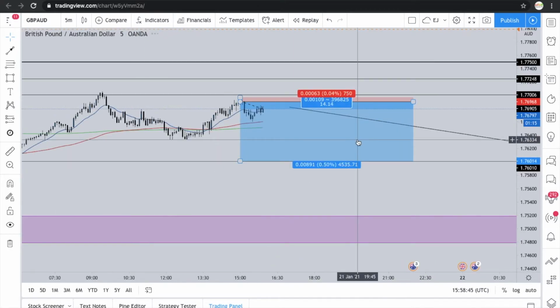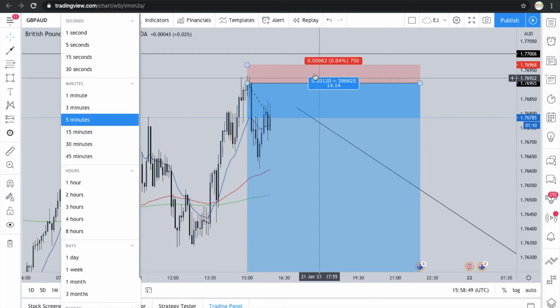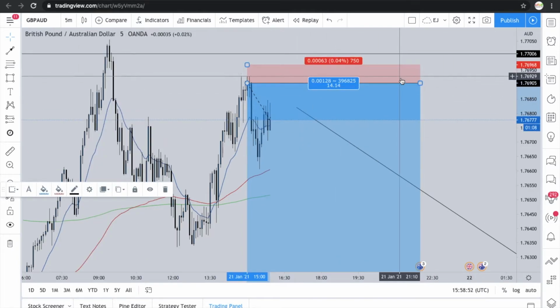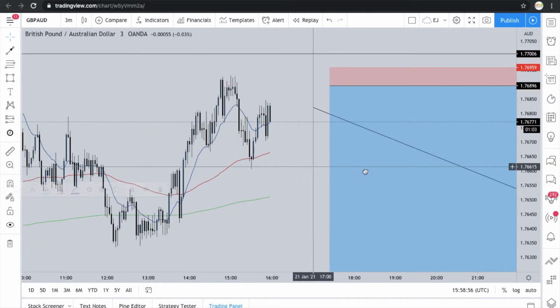So if we go down to the 5-minute time frame, let's just get rid of this a sec. Oh no, let's move this out the way. So drop down to the 3-minute.